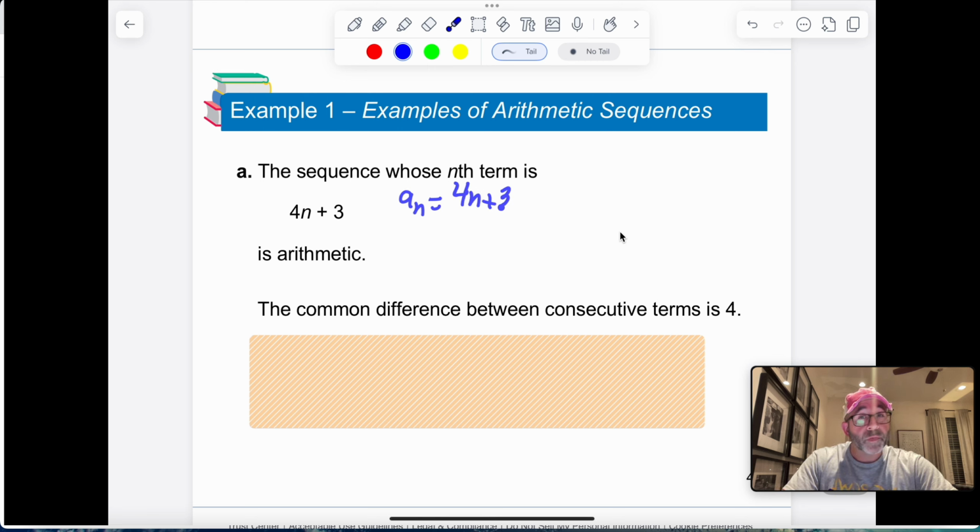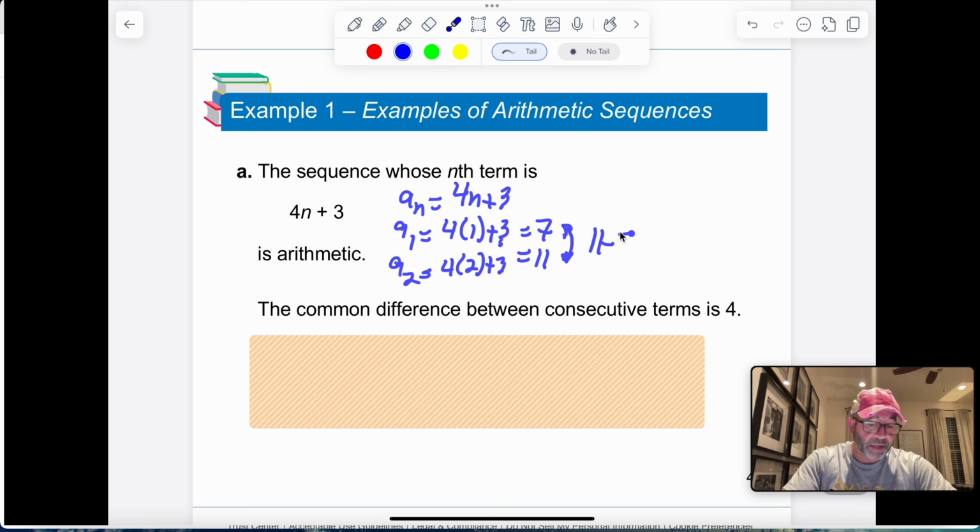This is our rule. So if I say, what's the first term in this series? You'd say 4 times 1 plus 3, and you'd find that this is equal to 7. Then to find the second term, we would do 4 times 2 plus 3, and we would see that this is equal to 11. So if this is 7 and this is 11, we can see clearly that the difference between these two, 11 minus 7, is equal to 4.